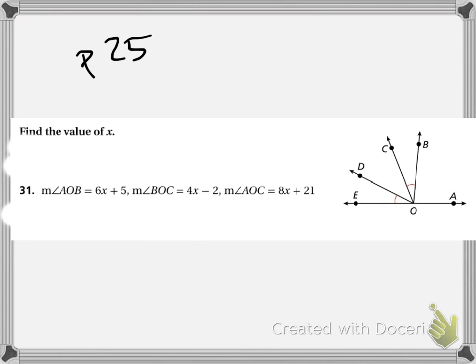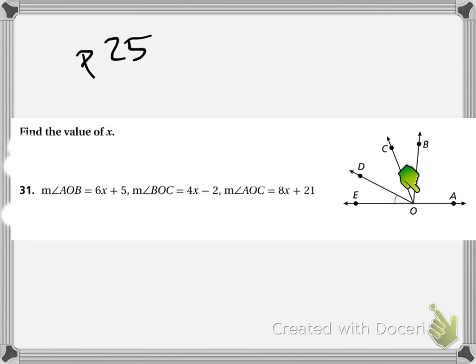Okay, so let's continue on page 25, number 31. This time, the measure of angle AOB equals 6x plus 5. The measure of angle BOC equals 4x minus 2. The measure of angle AOC equals 8x plus 21. See how those angles relate to each other here.